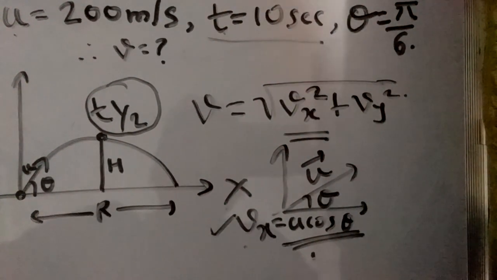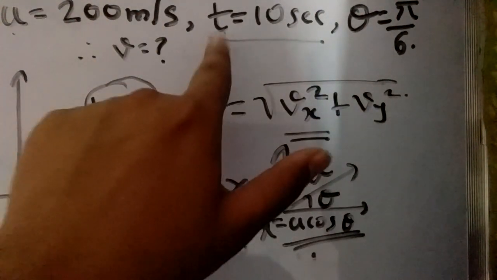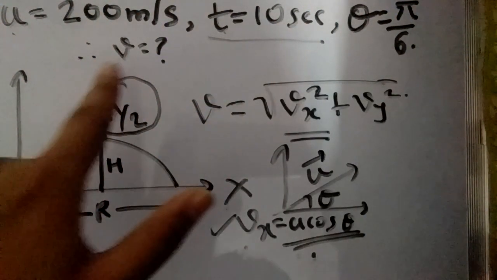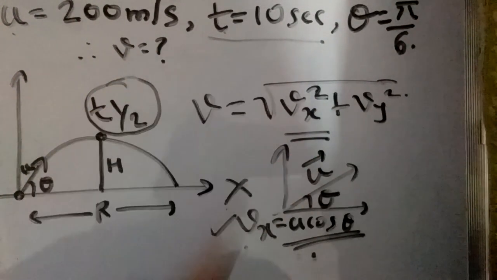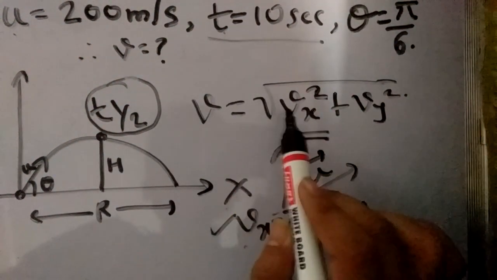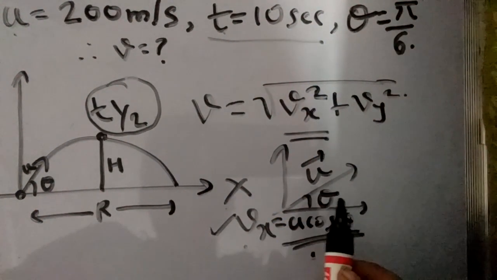So in our example we have u equal to 200 meter per second, which is the initial velocity, time 10 second, and theta is pi by 6. We want to calculate v, the velocity at time 10 seconds. The formula of v is under root vx square plus vy square, and we know vx. Why? Because it remains the same.